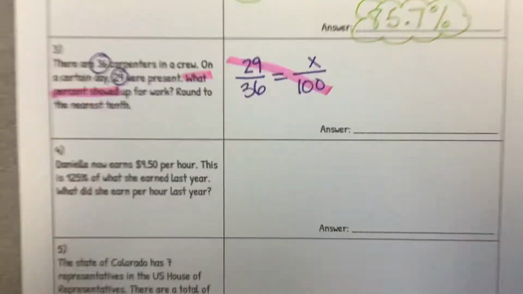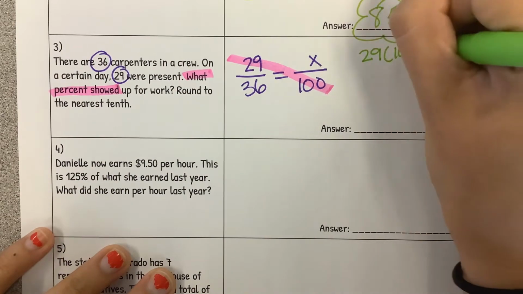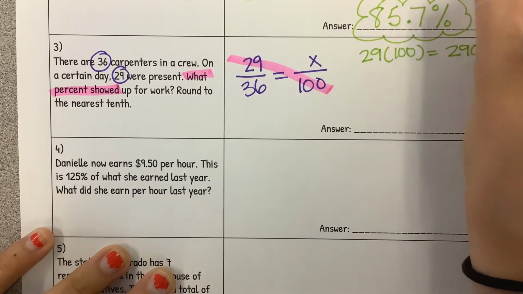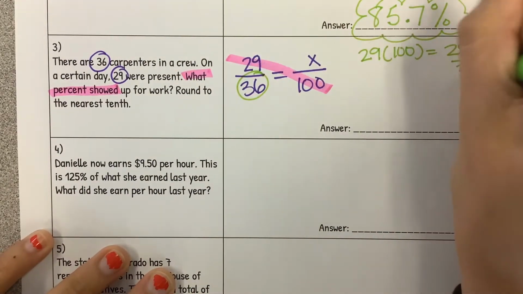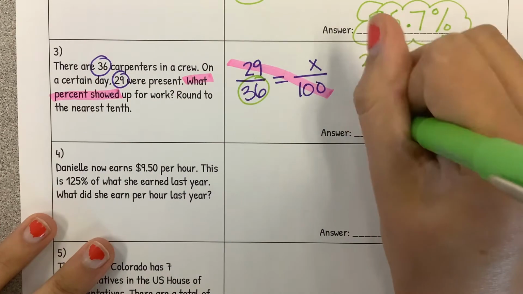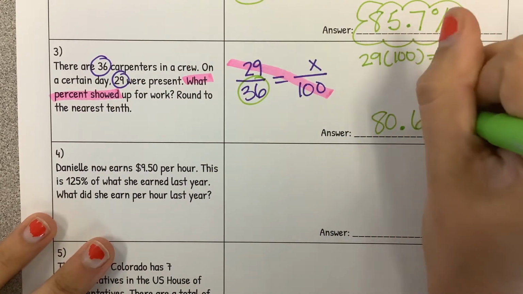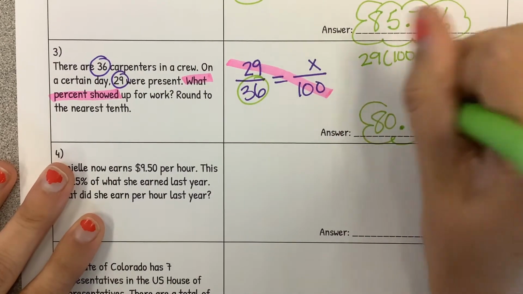So let's solve. 29 times 100 equals 2,900. Divide by 36. And we get, when I round, it's 80.5 repeating. I'm going to round that to just 80.6. We were solving for the percent, so 80.6%.